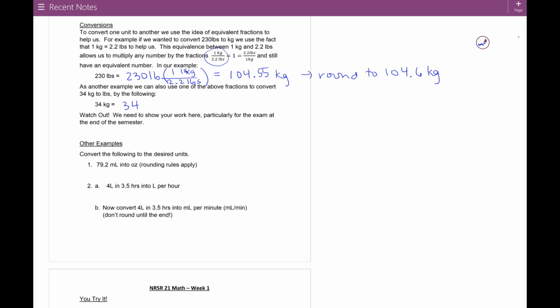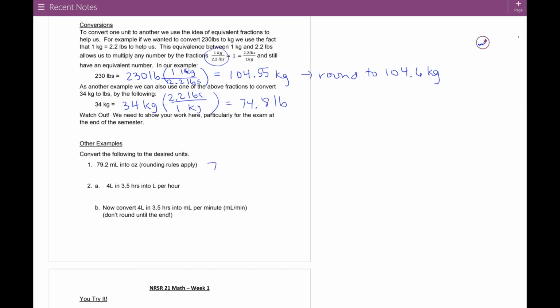Then 34 kilograms, you use the conversion factor the other way. You want the kilograms on the bottom, so you need the pounds on the top. And now I'm multiplying by 2, so I should end up with a bigger number, and I get 74.8 pounds. It already is rounded to the nearest tenth, so I don't need to do any additional rounding.